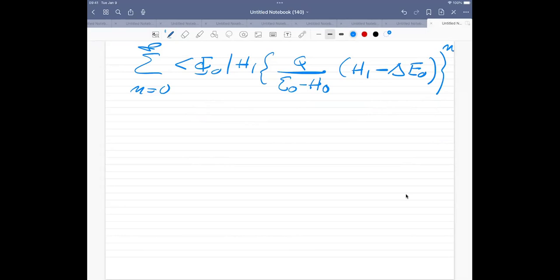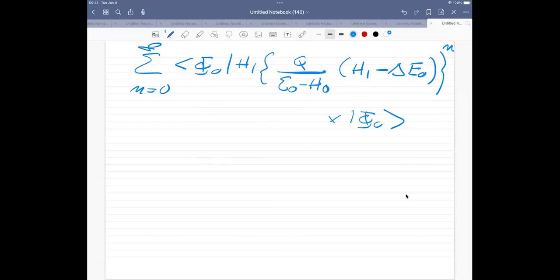Just a moment, what did I do wrong? I think I was a little bit too fast here. No, no, that's the correct term. That's the correct term, yeah. And this is multiplied with phi 0.